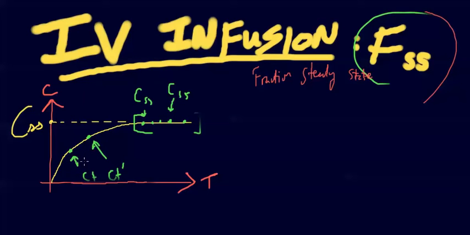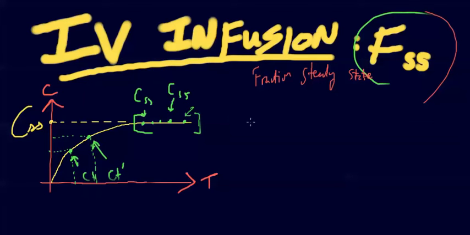So what is this first point? This first point is just concentration at a certain time, right? What's the second point? It's another concentration at another time, so I made it CT prime. Okay, so what are these points then? These points are all CSS, right? No matter where the points are on this flat line, they're all going to be CSS.